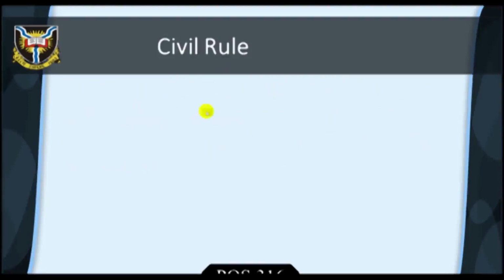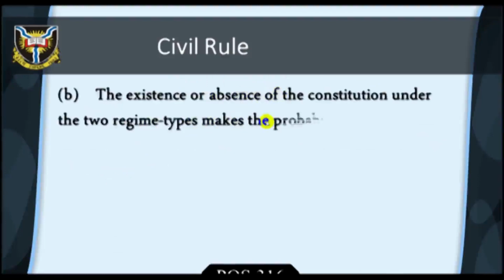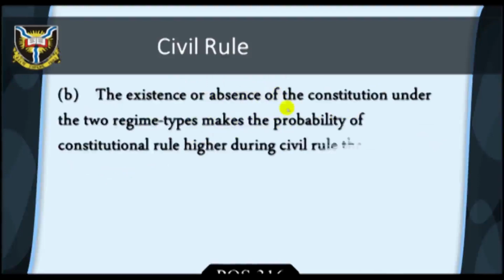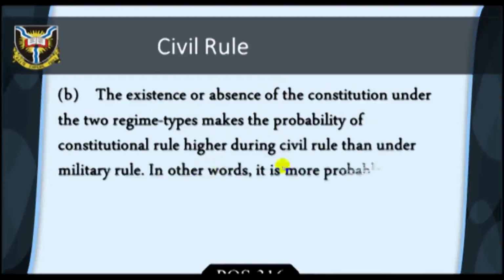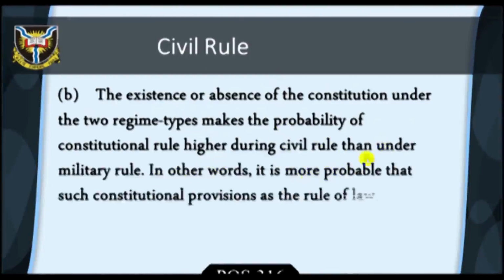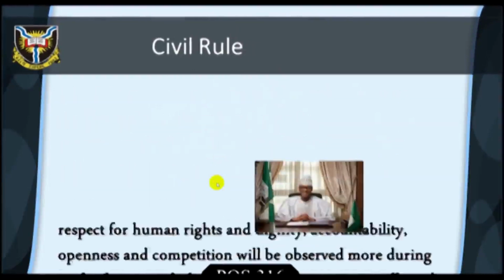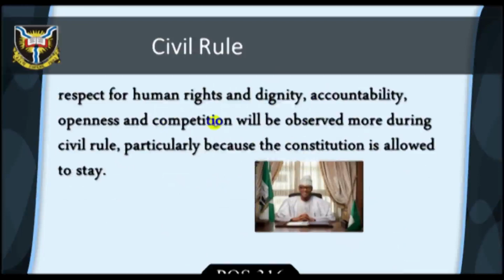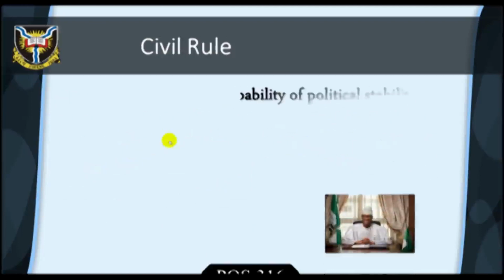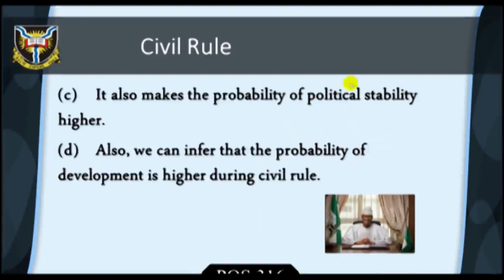B. The existence or absence of the constitution under the two regime types makes the probability of constitutional rule higher during civil rule than under military rule. In other words, it is more probable that such constitutional provisions as the rule of law, respect for human rights and dignity, accountability, openness and competition will be observed more during civil rule, particularly because the constitution is allowed to stay. C. It also makes the probability of political stability higher. And lastly, we can infer that the probability of development is higher during civil rule.